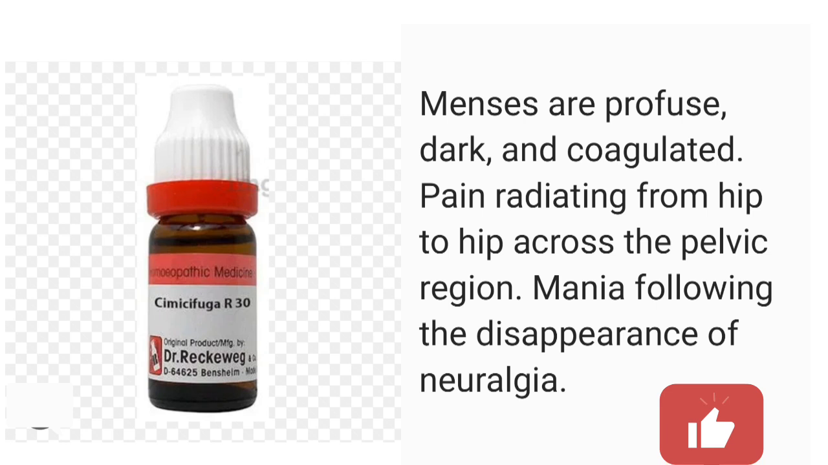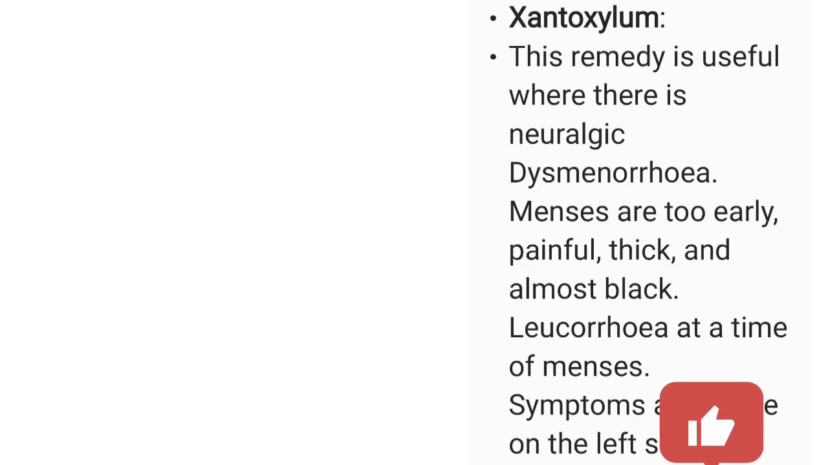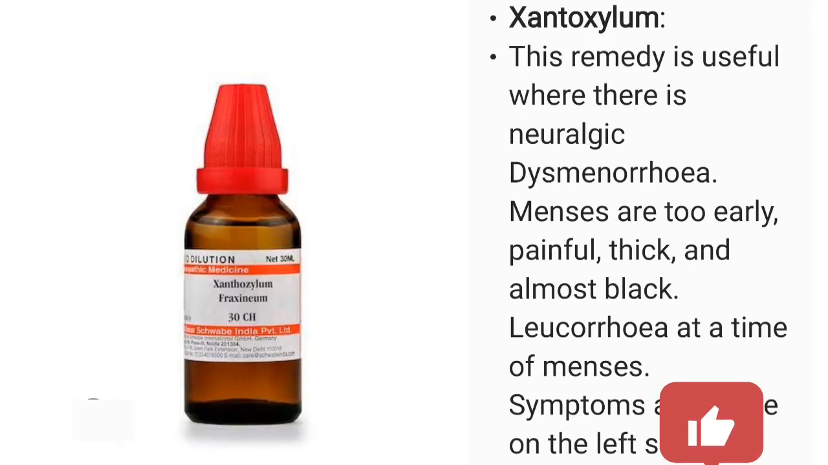Next is xanthoxylum. This remedy is useful where there is neuralgic dysmenorrhea. Menses in this are too early, painful, thick and almost black. Leukorrhea at the time of menses. The symptoms are worse on the left side.